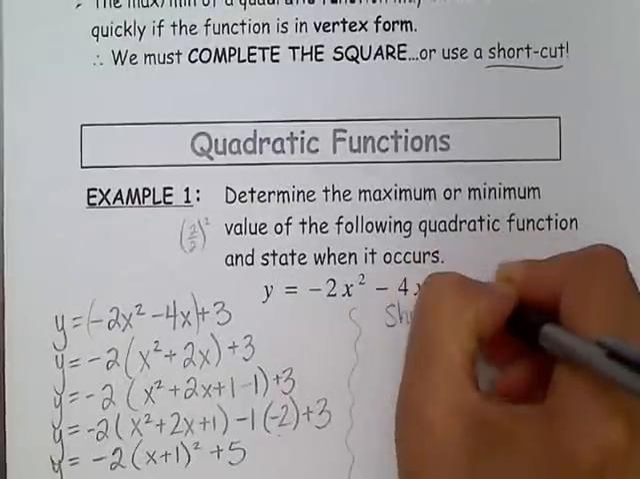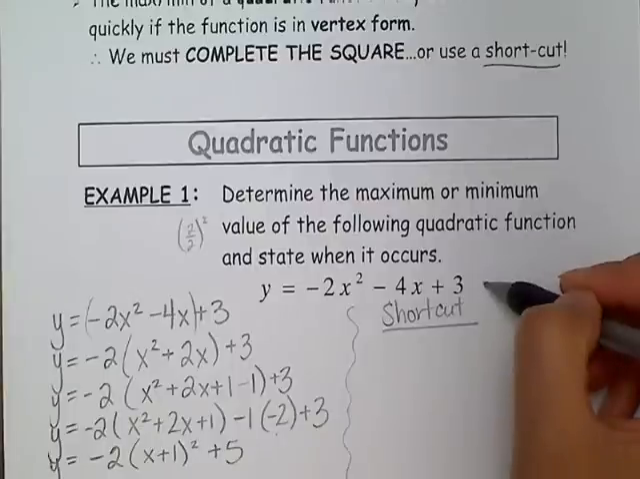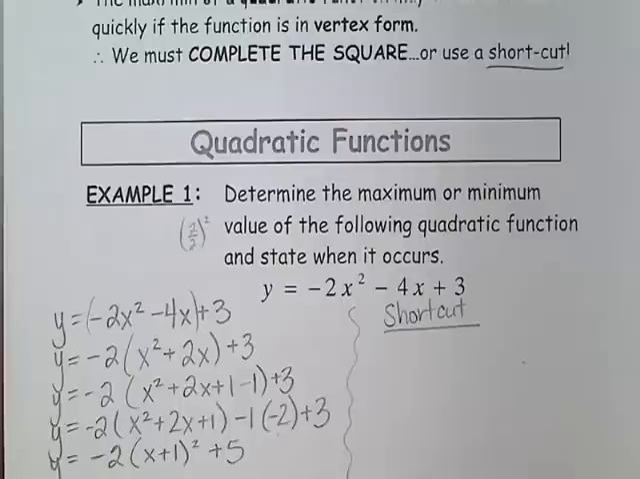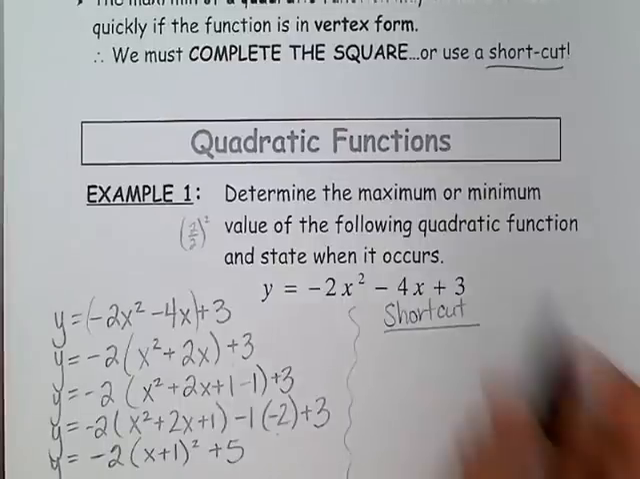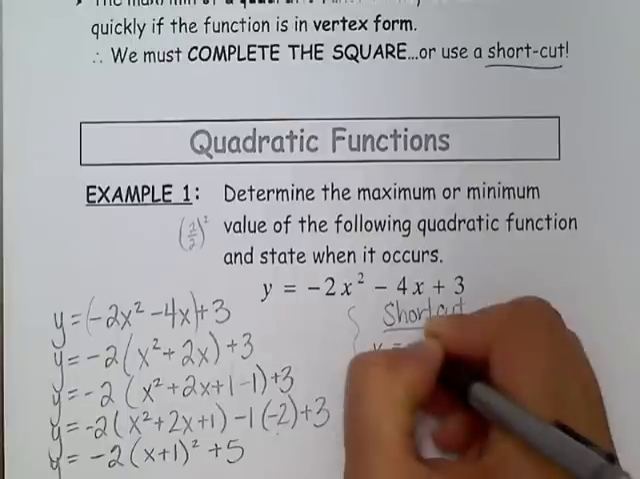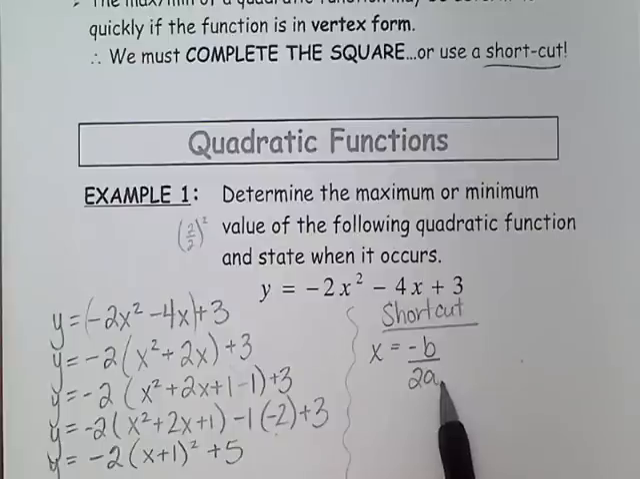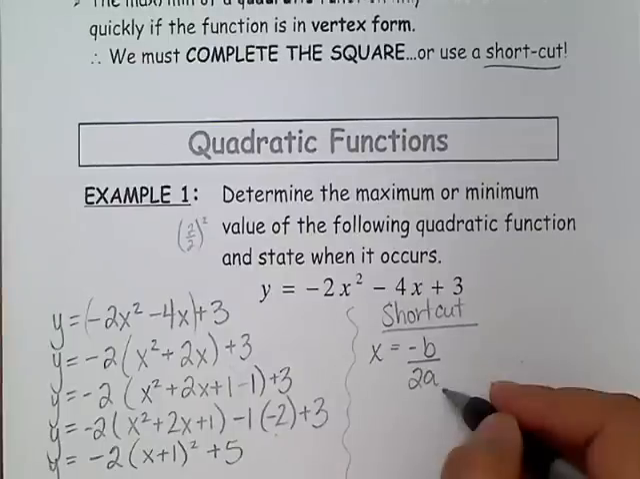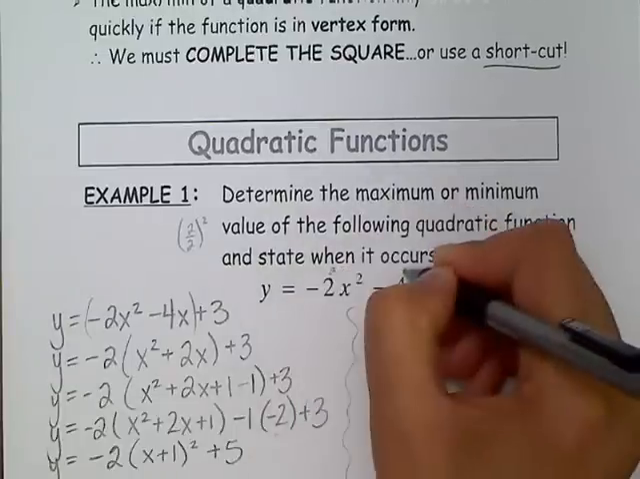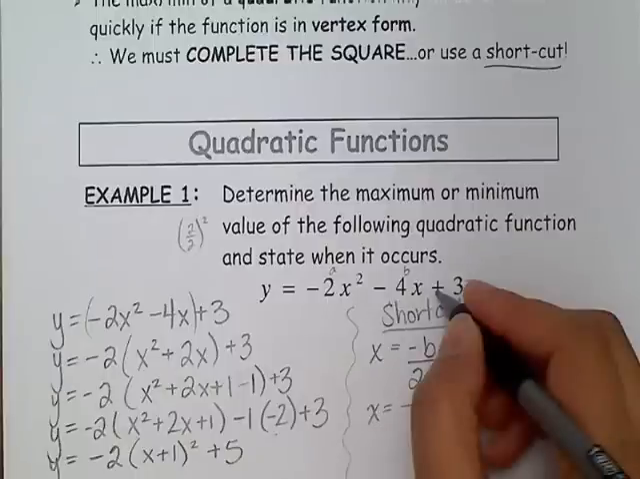Now the shortcut is a little bit different, and the shortcut works all the time as long as the original equation that's given is in standard form. All it requires you to do is to write the equation using the formula here. So writing x equals negative b over 2a. Now this little formula here will help you find the x coordinate of the vertex, and it works every single time. So the a and b value just come from the coefficients of x squared and x. So I'm going to substitute those in.